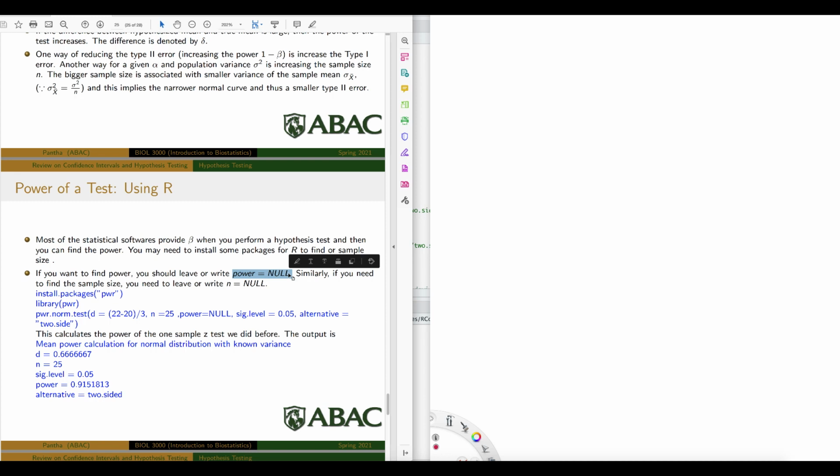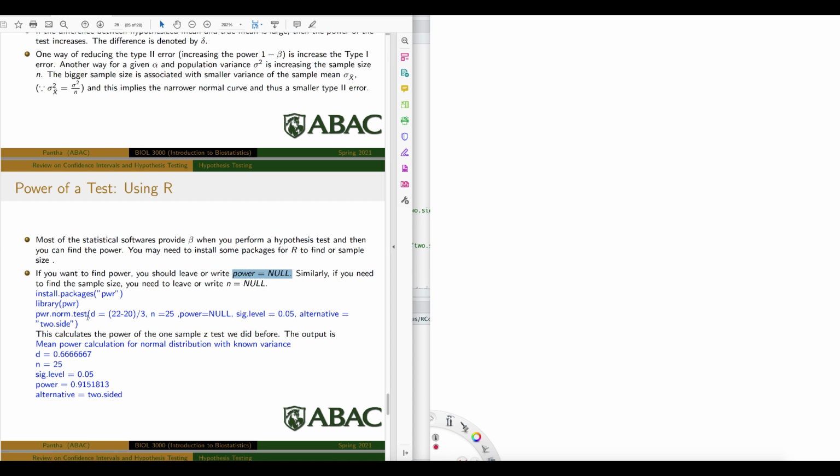To find the sample size, you should consider what power you want to keep for that test. You just think about that, and based on that power, R will give you the sample size. If you are finding the sample size, you write n equals null. If you are finding the power, you keep power equals null. To find the power of a test, you need to install a package by copying and pasting this install.packages, and then inside the quotation marks pwr, and then you need to call library(pwr).